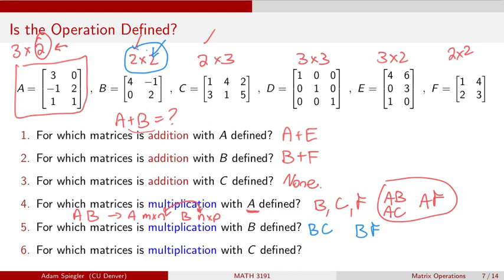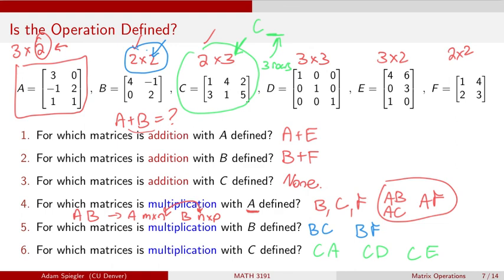Matrix C has 3 columns. So now here's matrix C, and it has 3 columns. So the only matrix that I can multiply by would be a matrix that has 3 rows. So matrix A, for example, would work. Not matrix B. We could multiply C times D, and we could also multiply matrix C by matrix E, because matrix D has 3 rows and matrix E has 3 rows.